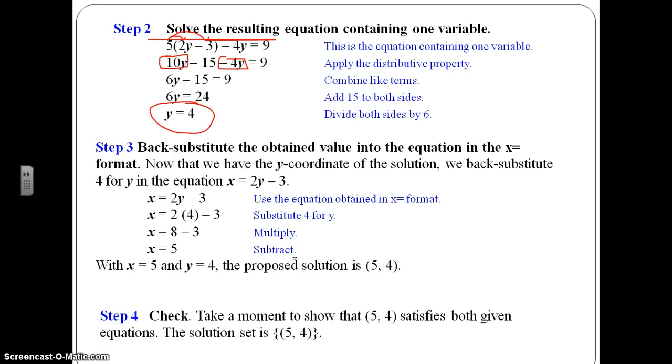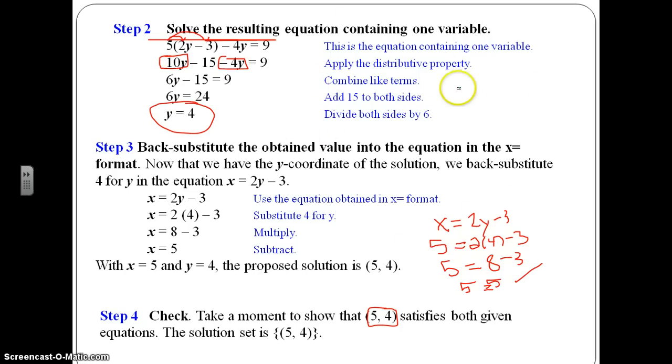Now step 4 would be to check that. And so what that means is to take this point and plug it back into both equations. So I would plug it into x equals 2y minus 3. And I would have 5 equals 2 times 4 minus 3. And I would see if these two equations equal. Well, 5 equals 8 minus 3 gives me 5 as well. They equal. And then I would check it with the other equation.